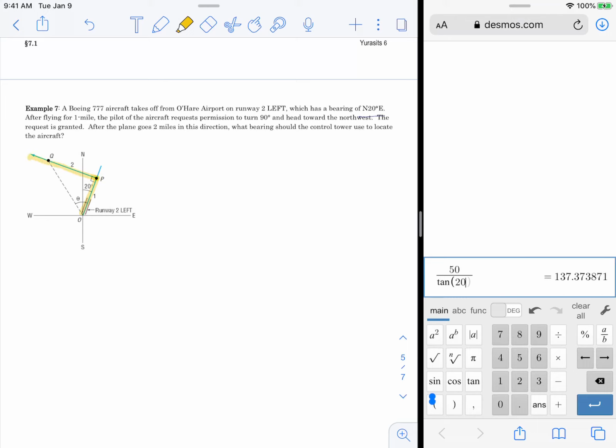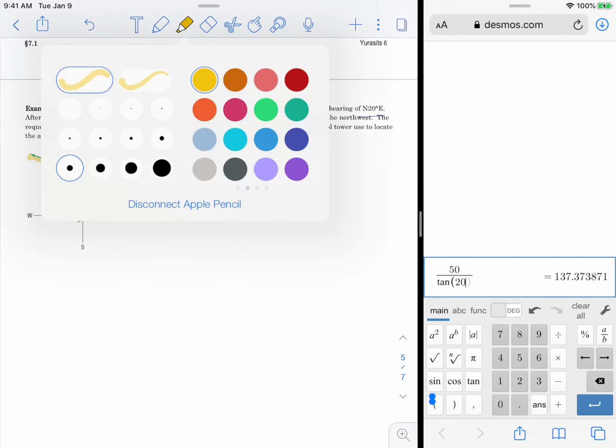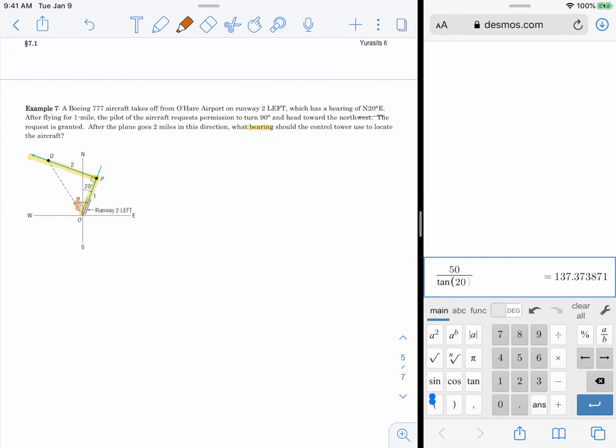After the plane goes 2 miles in this direction, what bearing should the control tower use? So the fact that it's saying what bearing, that means our answer will be whatever's attached to our north or south line. So our answer, let's see if I can make it stand out, will be this little angle right there. But I think I'm going to be forced to find this entire angle first. So if I'm looking at that, I'm going to just erase this so it gets a little more clear.